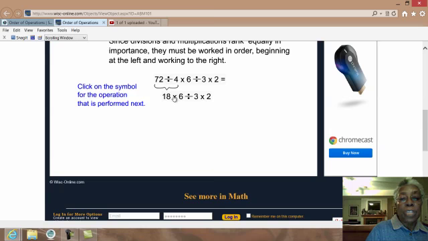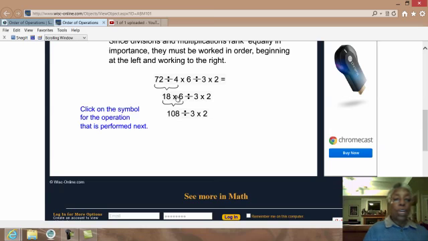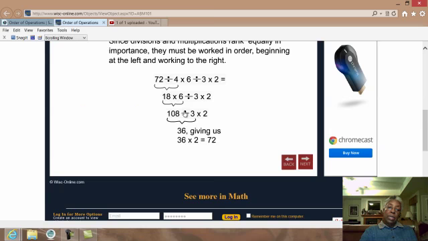Multiplication comes before division in this problem. So let's check. Now we have 108 divided by 3 times 2. Click on the symbol for the operation that is performed next. Division comes before multiplication again. So we have 36, giving us 36 times 2 equals 72.